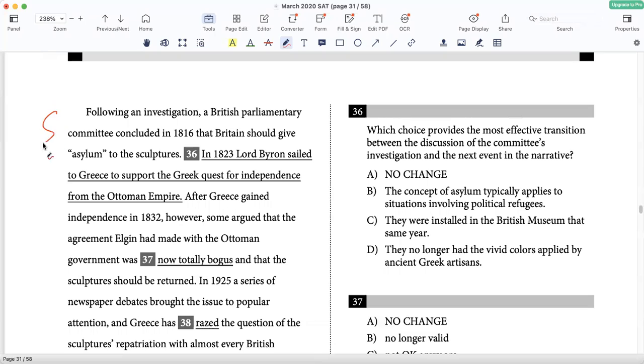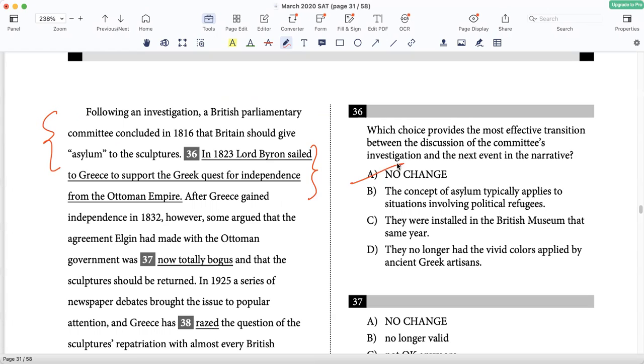So the committee decided to give asylum to the sculptures, and then we know that Greece gained independence and argued that the agreement that Elgin had made with the Ottoman was no longer valid, and so the sculpture should be returned. So if you think about it, this sentence here doesn't make sense as a good transition statement because this doesn't talk about the marbles at all, the sculptures, and it kind of talks about the Greek quest for independence, which is particularly Lord Byron's support for it, which is not relevant to the discussion, right? So A is not a good answer.